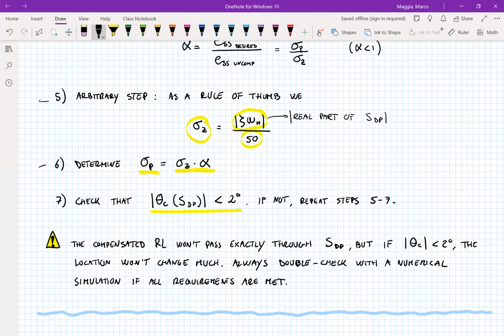That is, you have to choose another location for sigma z. Let's say that you find an angle that is too large, let's say 10 degrees, then you want to choose a value for sigma z that is smaller. So instead of using 50 here, you might want to use 100 or something like that.